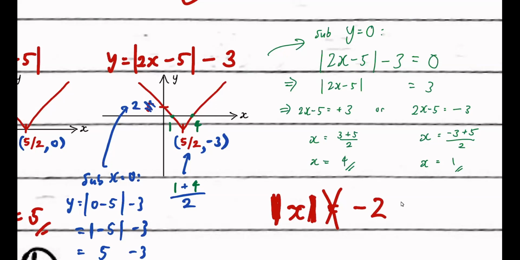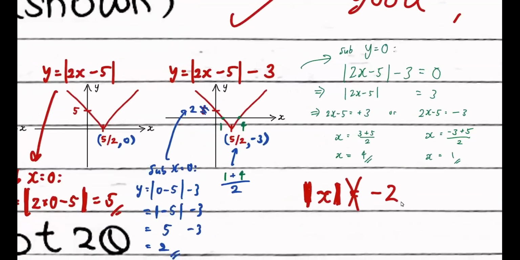Oh, because it can be negative or positive. Yes, correct. That's the correct reason. Another way to interpret is to look at a graph.